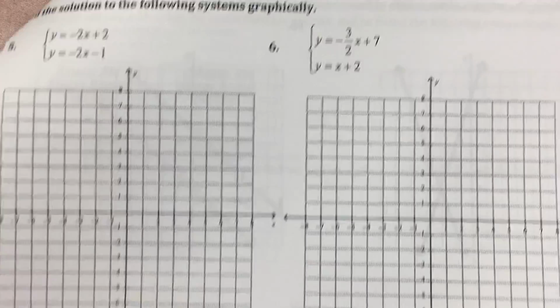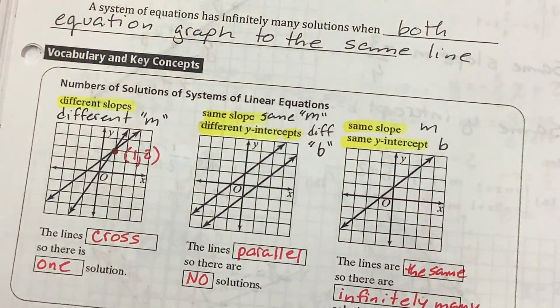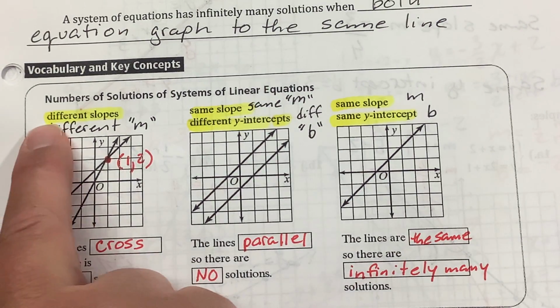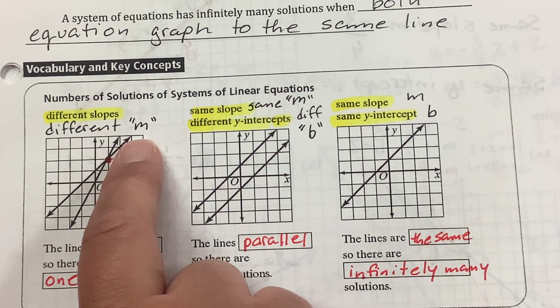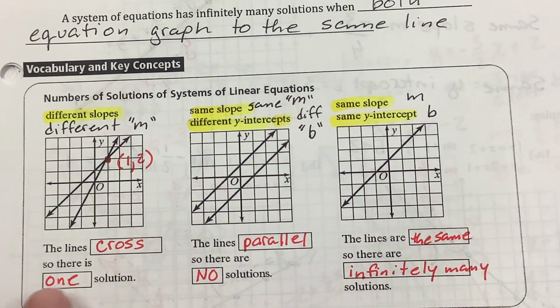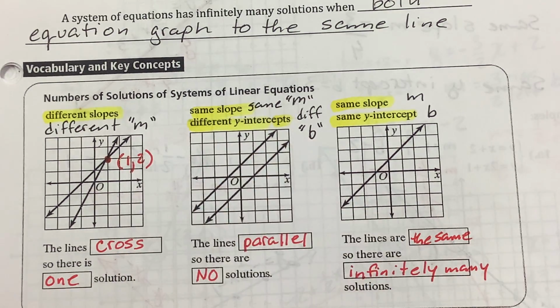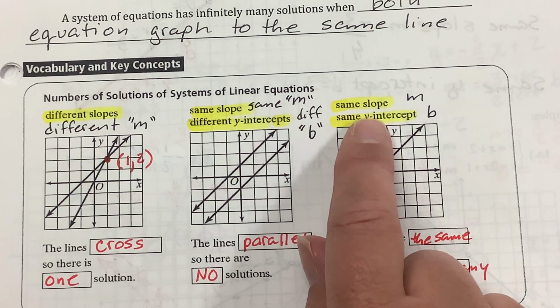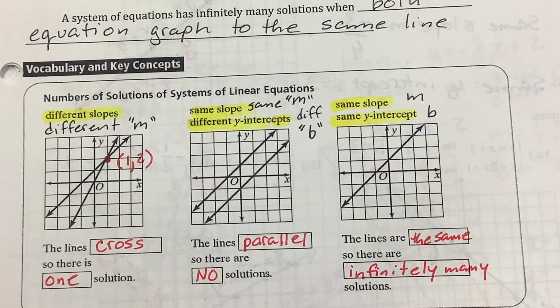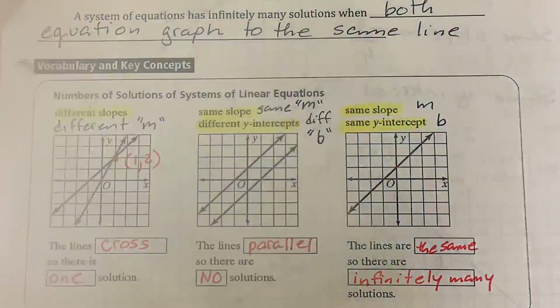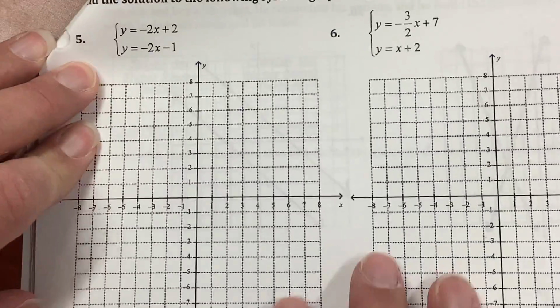So before I do that, I'm actually going to turn back to the graphing at the beginning. And I'm going to look at this. If I have different slopes, different m's, I'm going to have different lines, I'm going to cross once and have one solution. But if I have the same slope, different y-intercepts, I'm going to have parallel lines. But if I have the same slope and the same y-intercept, it's the same line, and it's going to be infinitely many.